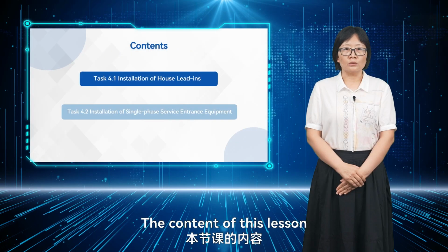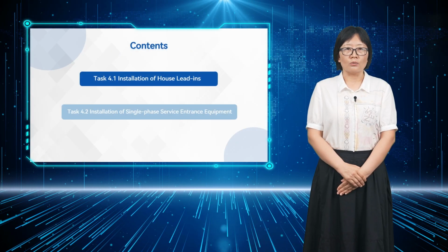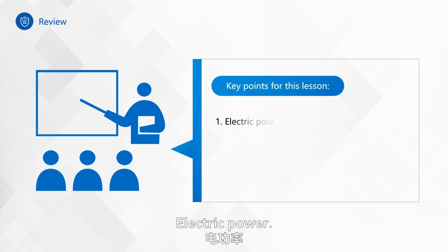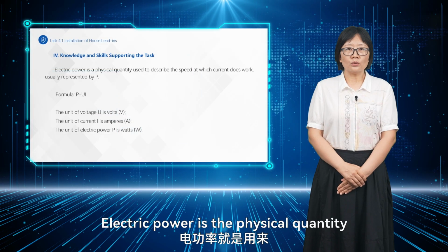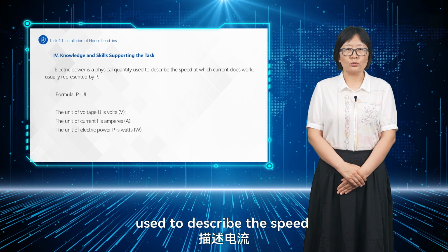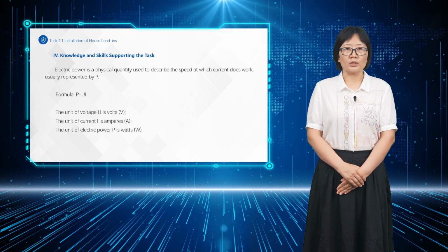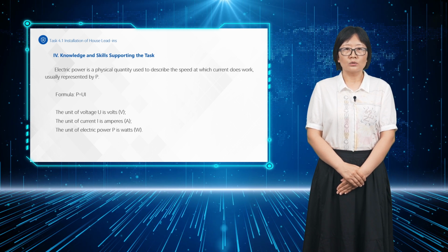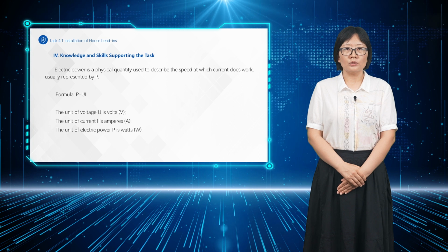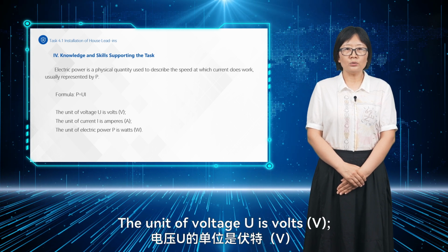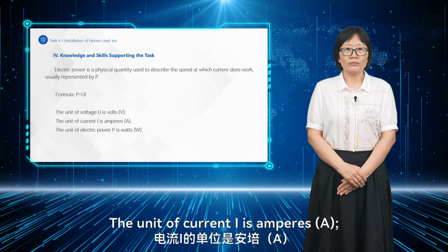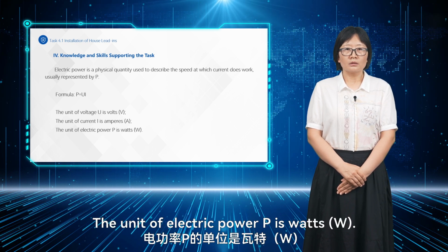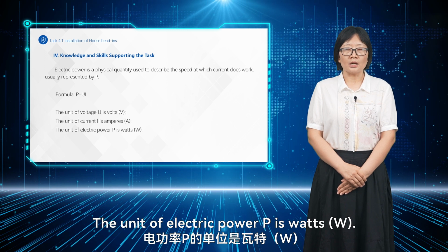The content of this lesson has been fully presented. Let's review the key points of this lesson. Electric power. Electric power is a physical quantity used to describe the speed at which current does work, usually represented by P. Formula: P equals UI. The unit of voltage U is volts, V. The unit of current I is amperes, A. The unit of electric power, P, is watts, W.